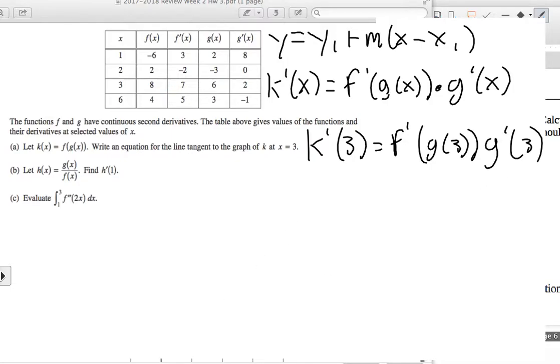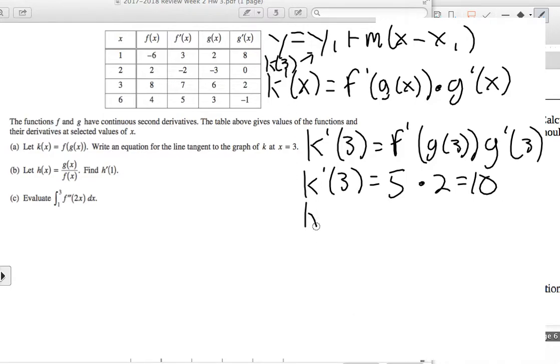And we can just get these from the table. G of 3, where is it? G of 3 is 6. F prime of 6 is 5. And then g prime of 3 is 2. So we got 10. Now our y value is going to be k of 3.